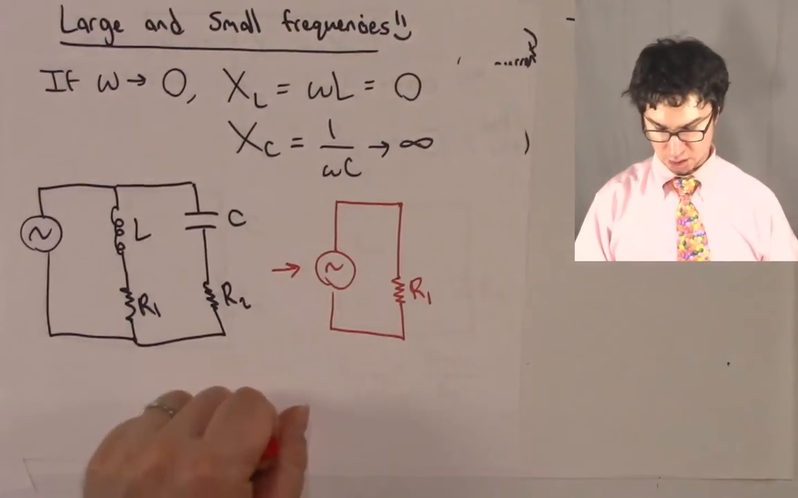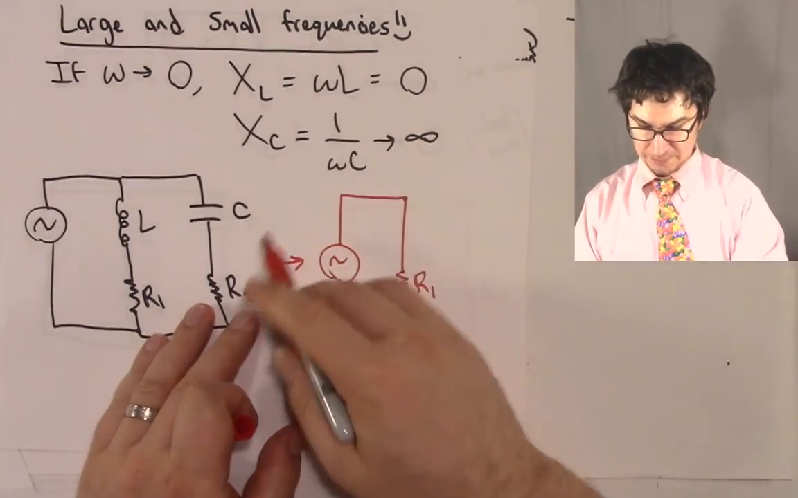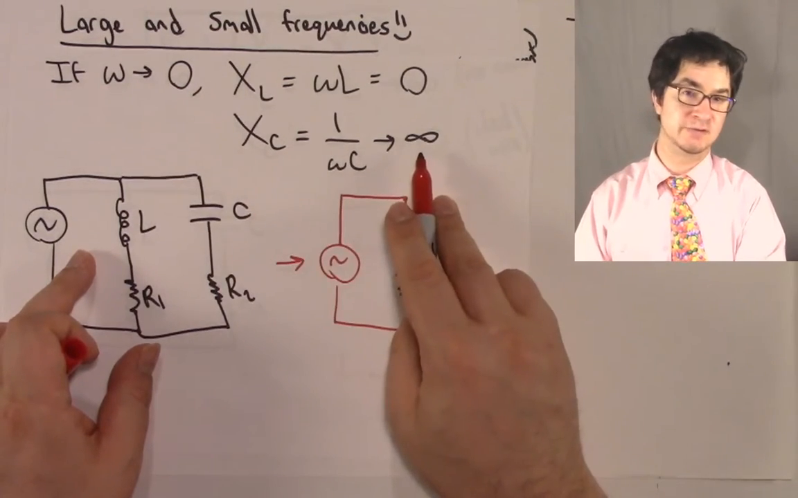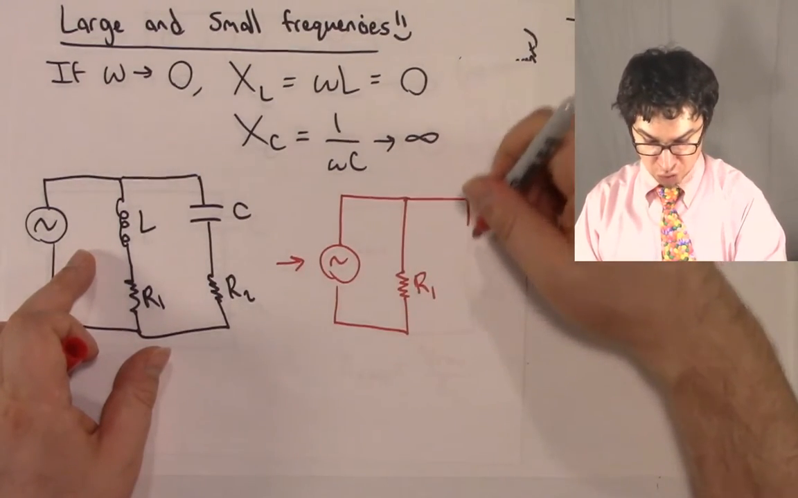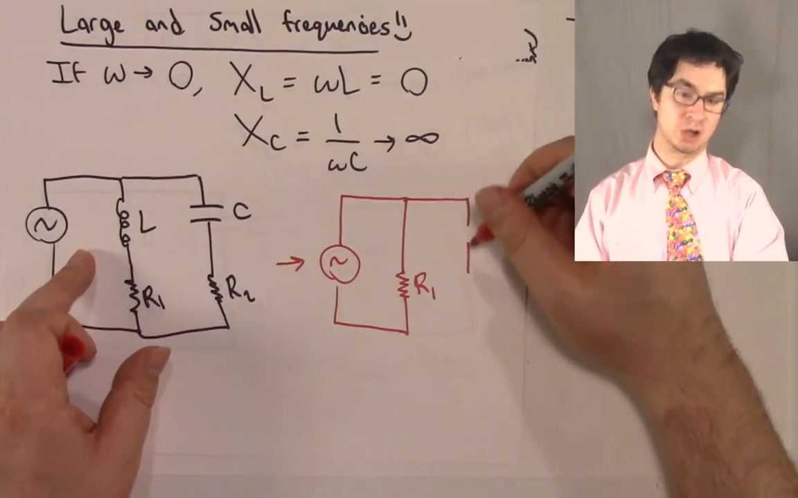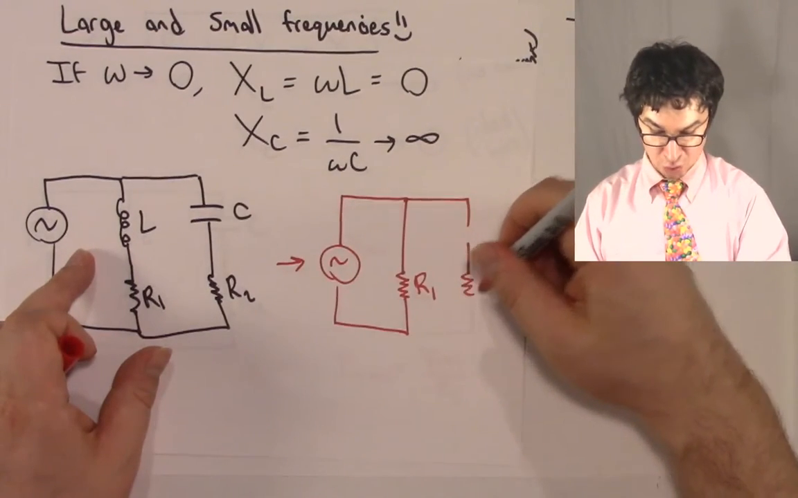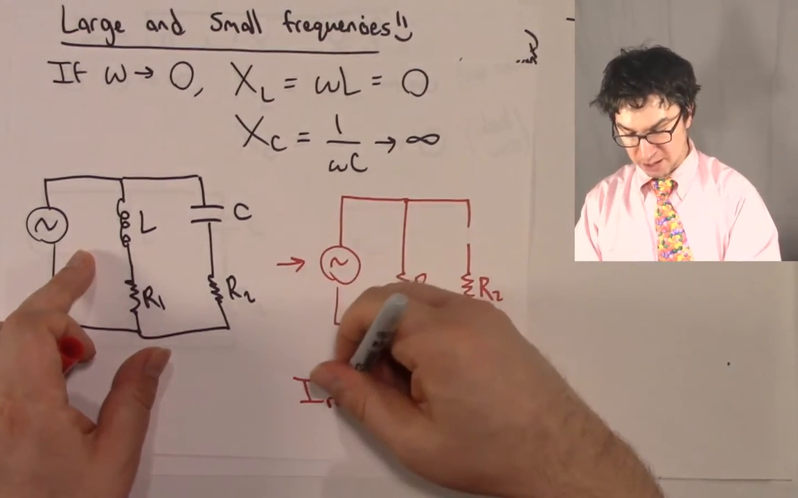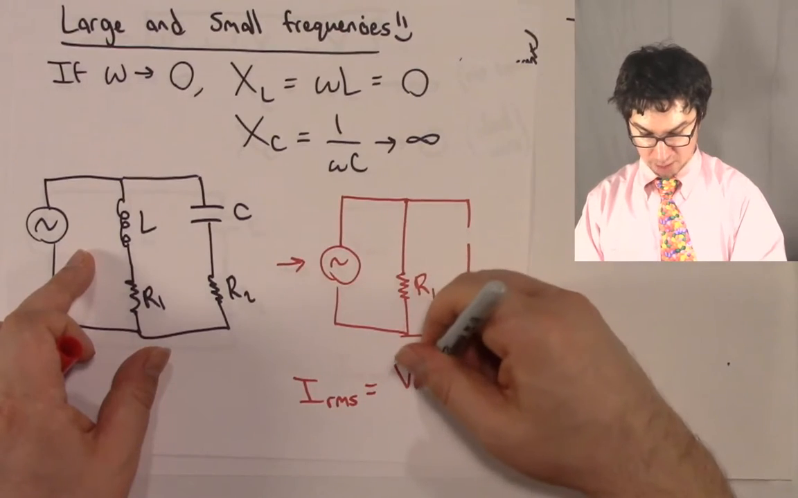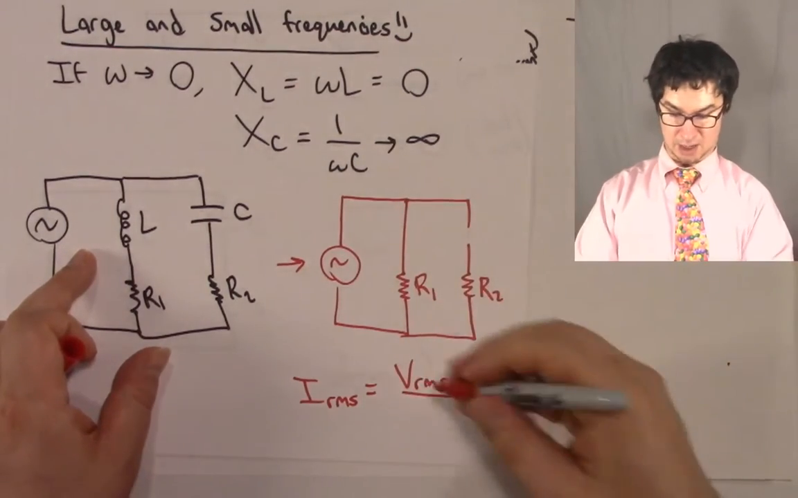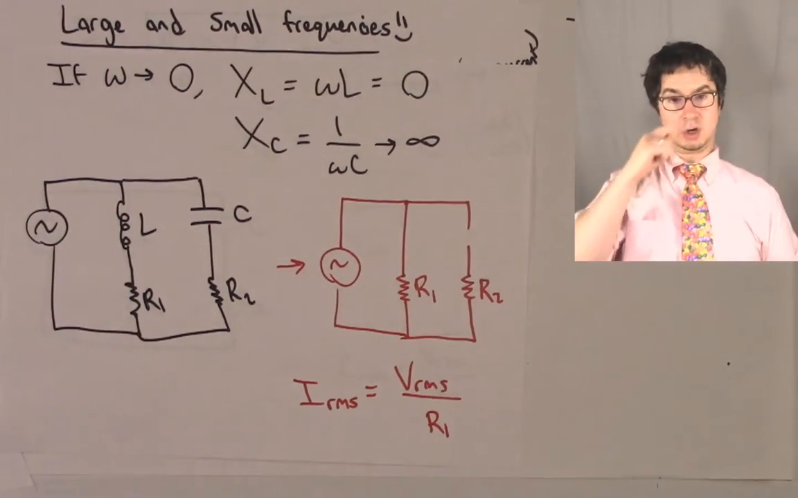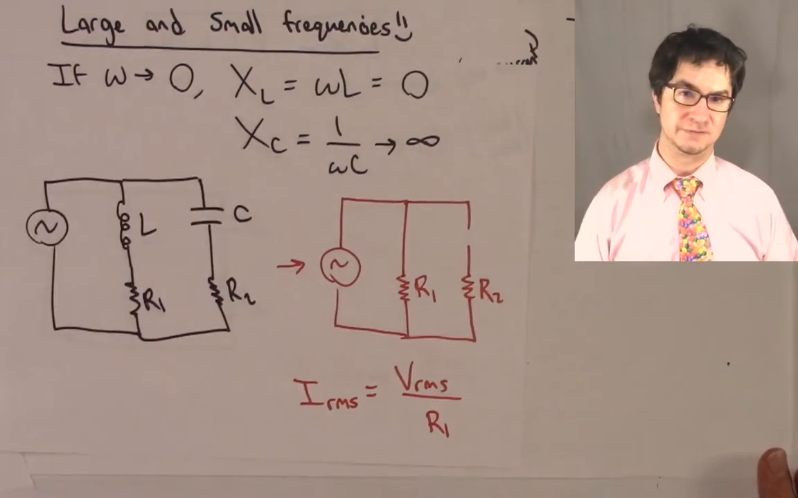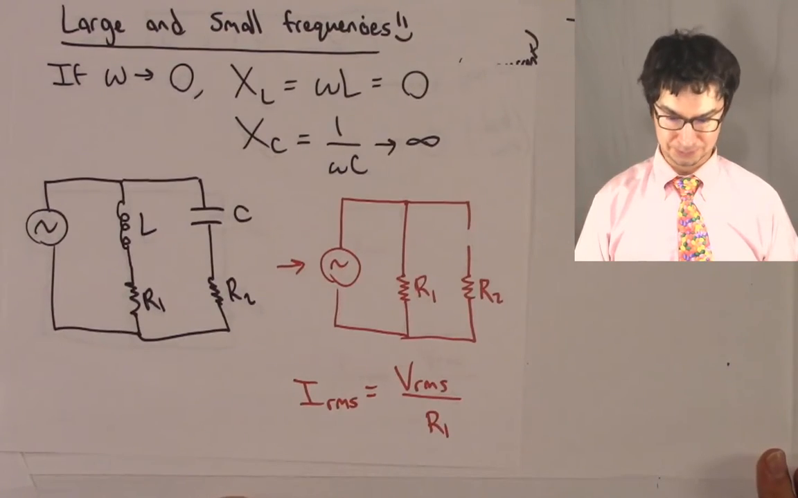opposing that current. Whereas if we have a very, very small omega, the capacitive reactance is going to be very large. So that means that no current will be able to flow across the capacitor. And that means that no current is going to get to this R2, which means that the RMS current is going to be the RMS voltage divided by this R1. All right? So very, very important to think about the limits of omega approaching infinity or omega approaching 0.